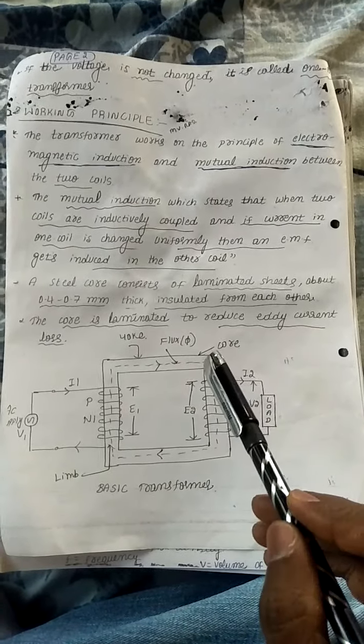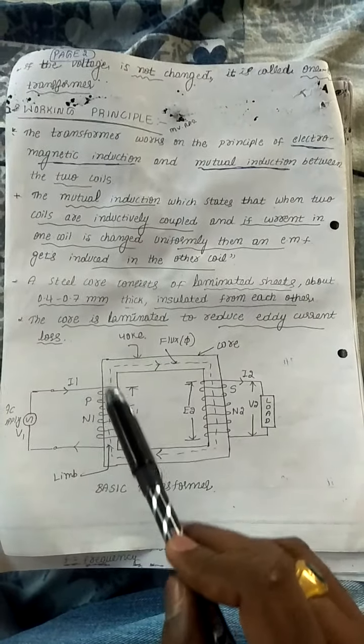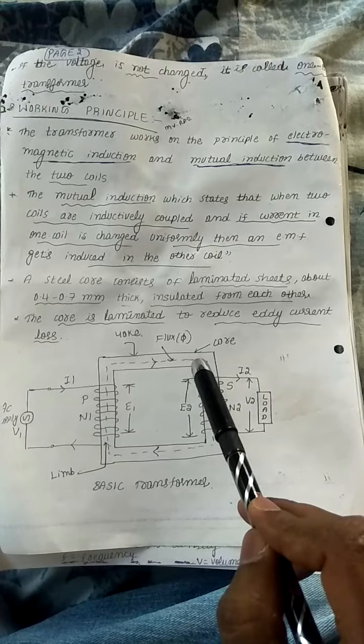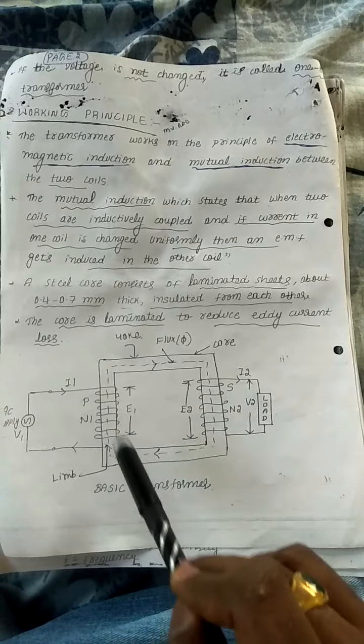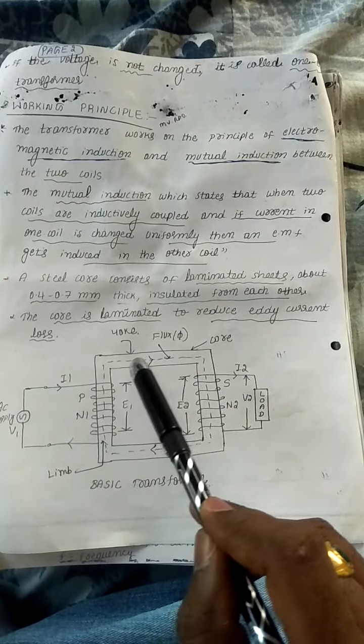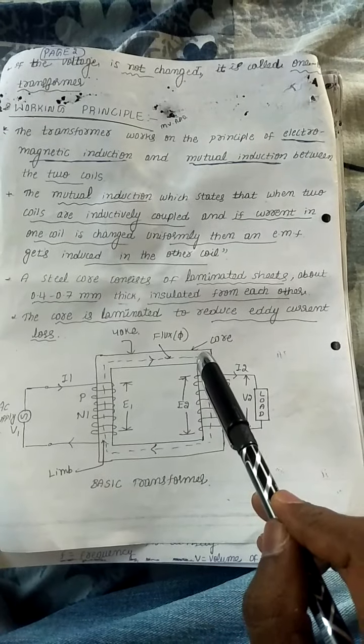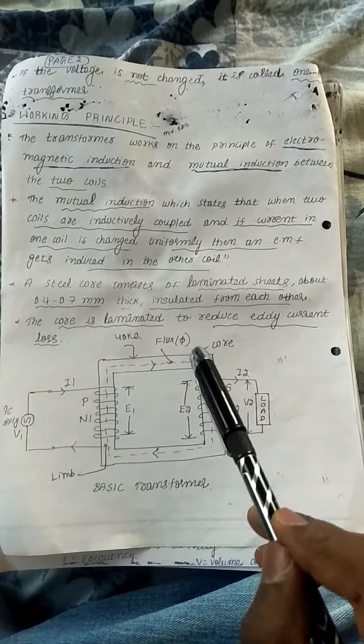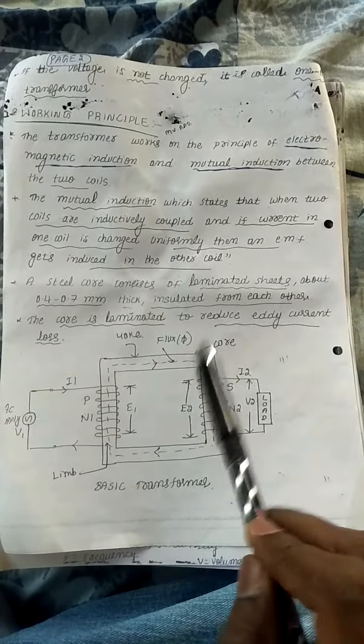In this figure you may observe this part, we call it the core. This core is subjected to the dotted line flux. During that time, the losses we call core losses.